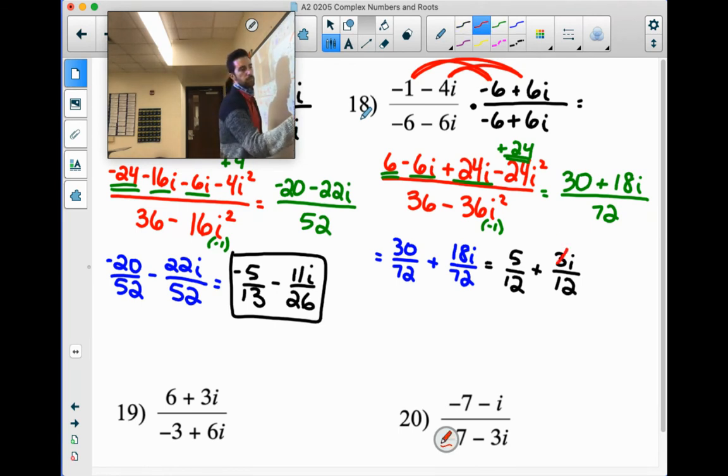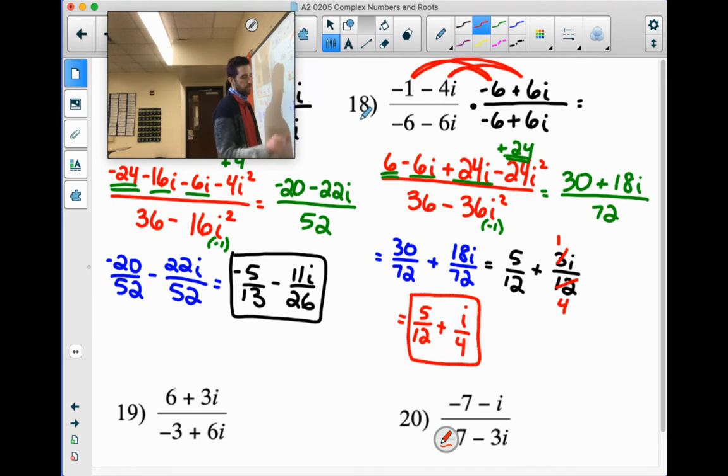So 3 goes into 3 1 time. 3 goes into 12 4 times. Whew! So simplified all the way would be 5/12 plus 1i, or i, over 4. They have different denominators because we can simplify them differently.